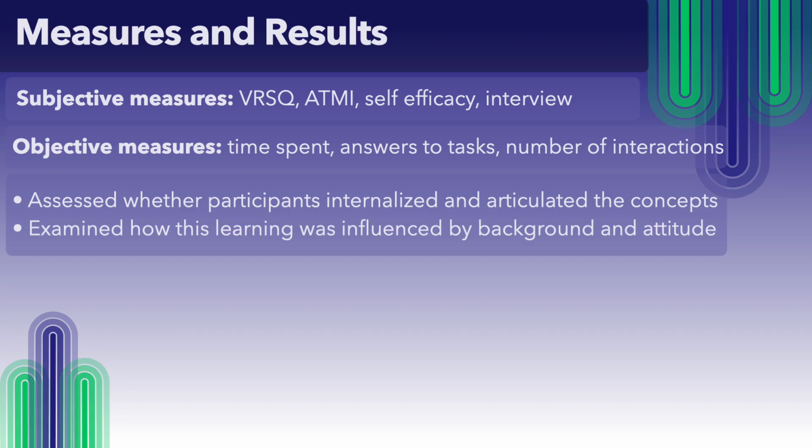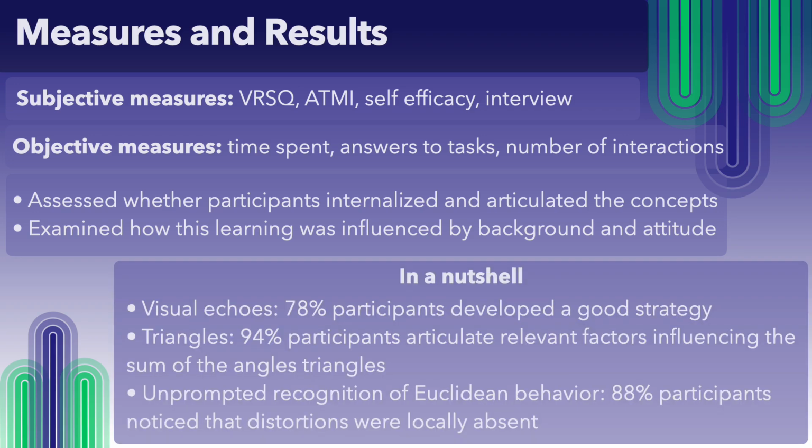Generally speaking, we assessed whether participants were able to internalize and articulate the introduced concepts, and examined how this learning process was influenced by their mathematical background and attitude. Here are a few of the results. 78% of participants developed a good strategy for counting objects despite visual echos. 94% of participants were able to articulate relevant factors influencing the sum of the angles in a triangle.